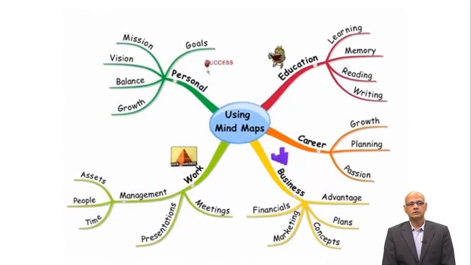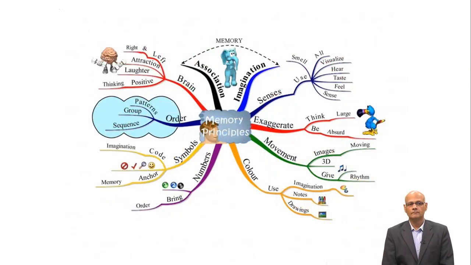Just a few more examples I'll show you. This highlights the end of the branch tip very nicely. The thickness of the branches can be seen very clearly here. You can do it on any aspect. You're talking about memory principles. How do I increase my memory? You can create a mind map on that.